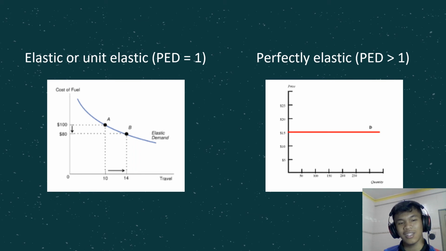The third one is unit elastic, where the PED is equal to 1, which you can see in the graph right here. And the last one is perfectly elastic, where the PED is more than 1. It's almost the same as the first graph earlier, but the position is different. So we can differentiate all four graphs of the coefficients.